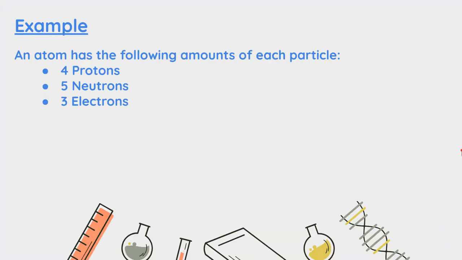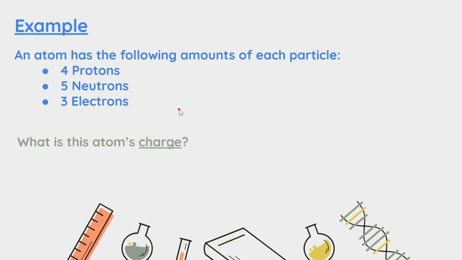Alrighty, let's have you try one. An atom has the following amounts of each particle: 4 protons, 5 neutrons, and 3 electrons. What is this atom's mass? Go ahead and answer. This atom would have a mass of 9 because there are 4 protons plus 5 neutrons. We can ignore the electrons when it comes to mass. 4 plus 5 is 9.